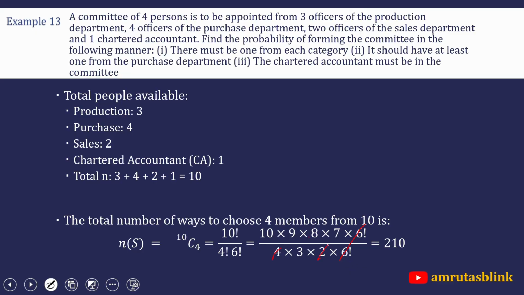Now this 6 factorial will get cancelled. This 4 2 and this 8 will get cancelled. This 3 ones are 3 and this 3 threes are 9. So we have 7 into 3 is 21, 21 into 10 is 210. That means how many possible ways are there? That is, the value of n of S is 210.